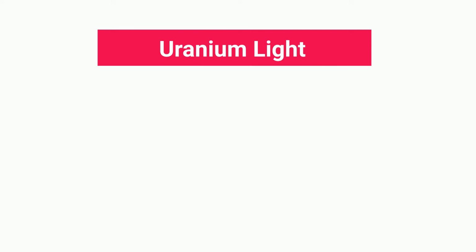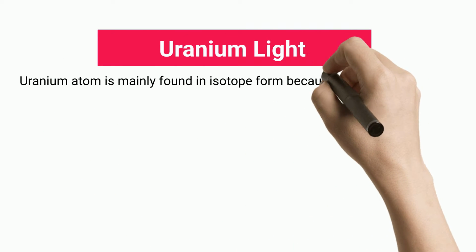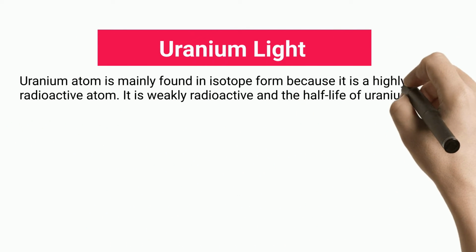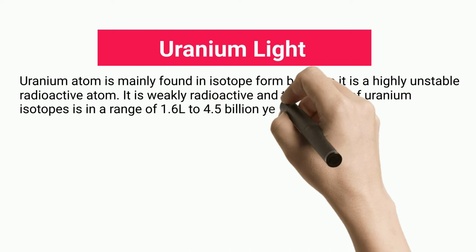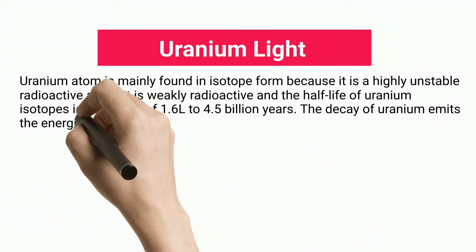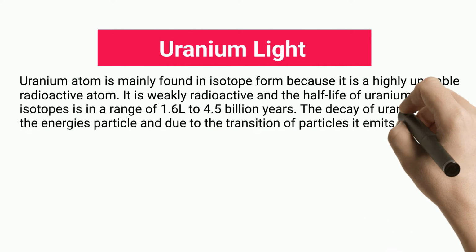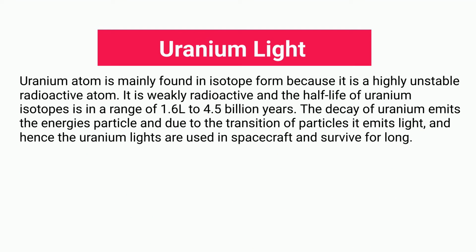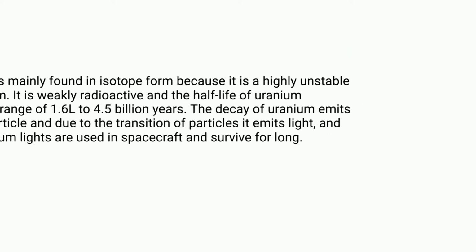Uranium light. Uranium atom is mainly found in isotope form because it is a highly unstable radioactive atom. It is weakly radioactive and the half-life of uranium isotopes is in a range of 1.6 lakh to 4.5 billion years. The decay of uranium emits the energized particle, and due to the transition of particles it emits light, and hence the uranium lights are used in spacecraft and survive for long.